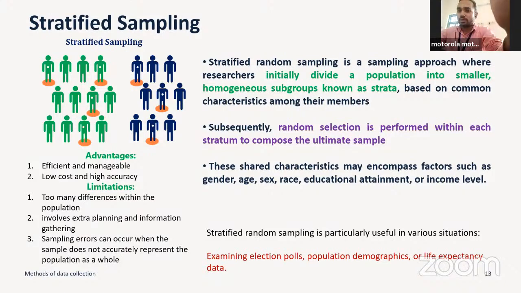Sampling error can occur when the sample does not accurately represent the population as a whole. Okay, if the strata are not homogeneous subgroups, that is, not equally stratified, then maybe we took a biased sample, or we can call it a sampling error. Sir, next slide please.